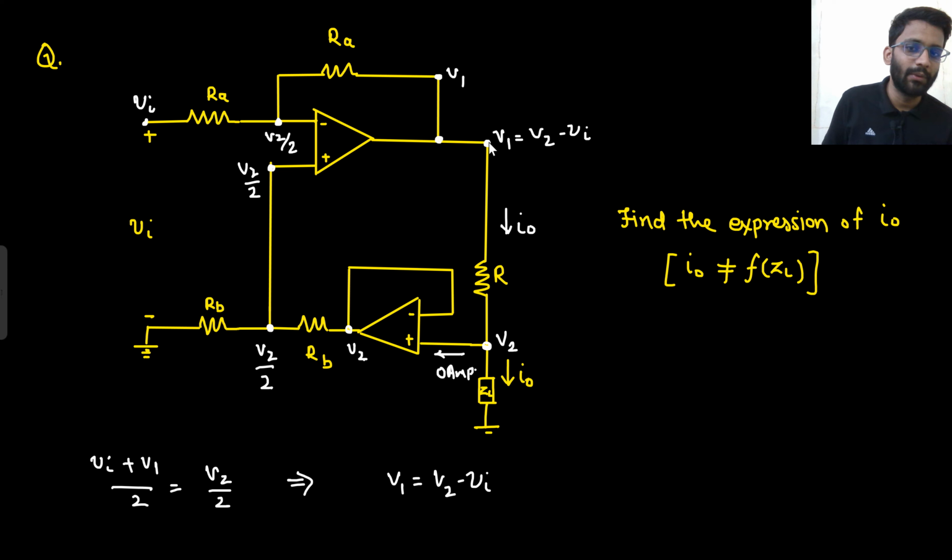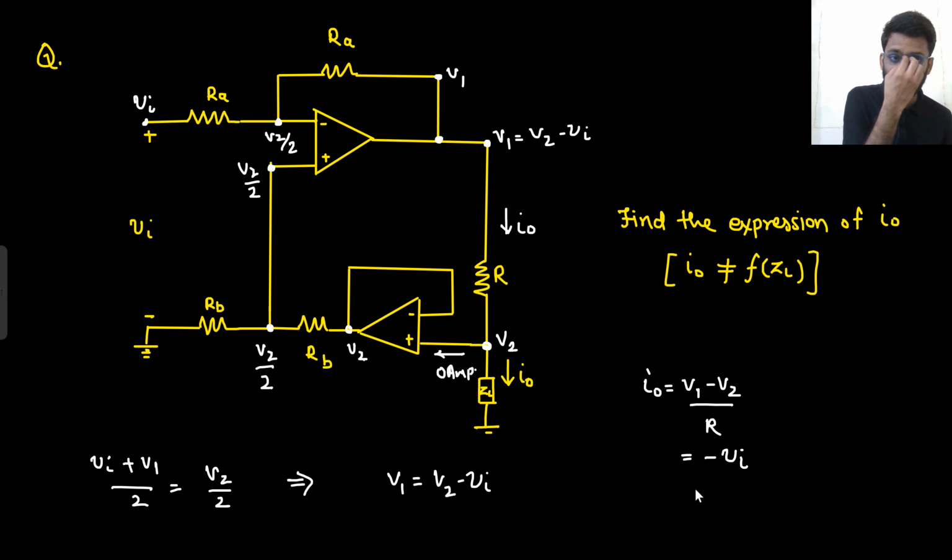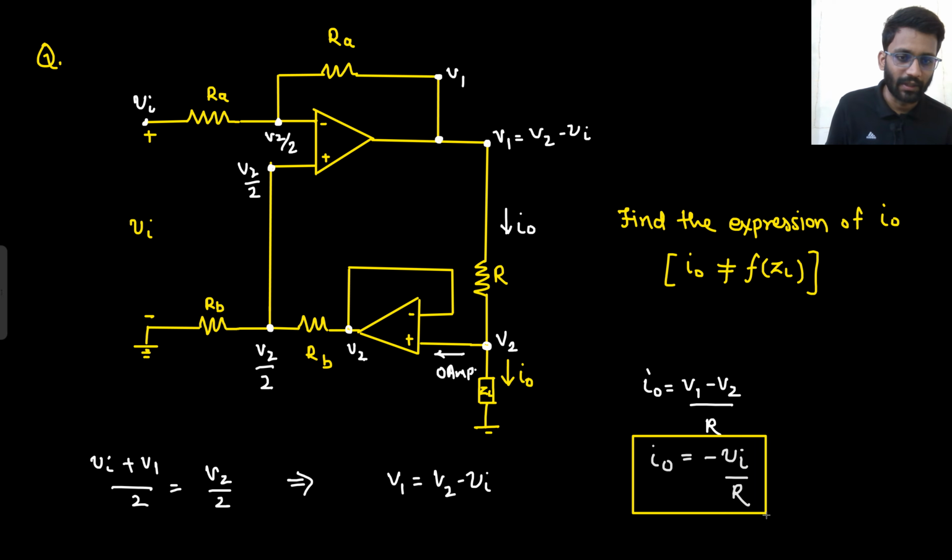Right? So this node is V2. This node is V1. So what is your I naught? I naught is V1 minus V2 divided by this resistance R. What is the value of V1 minus V2? V1 minus V2 is minus VI. V2 minus VI minus V2, it would be minus VI. So minus VI by R. So this is your I naught. That's it. So your I naught is minus VI by R.